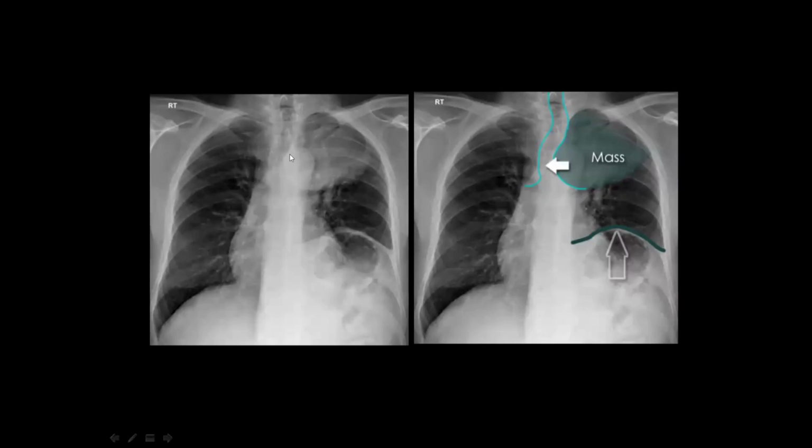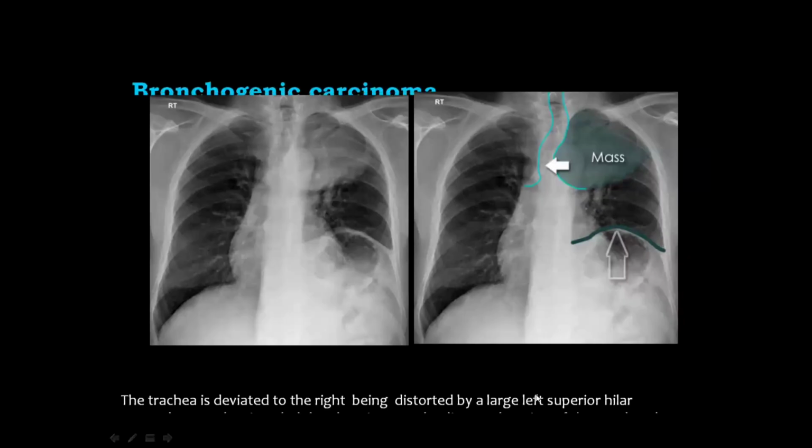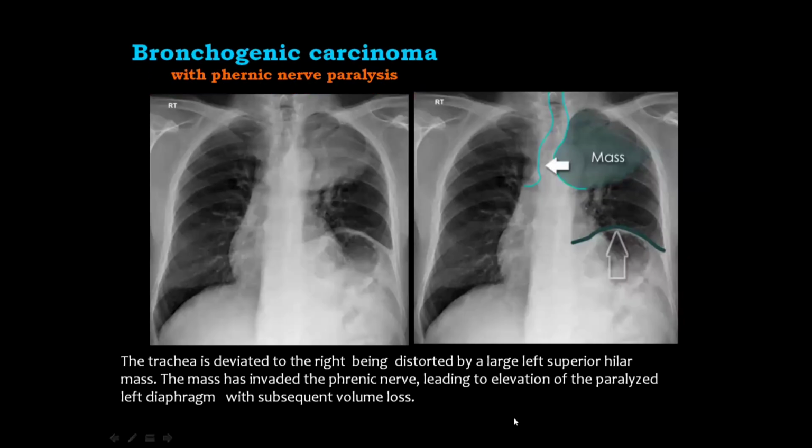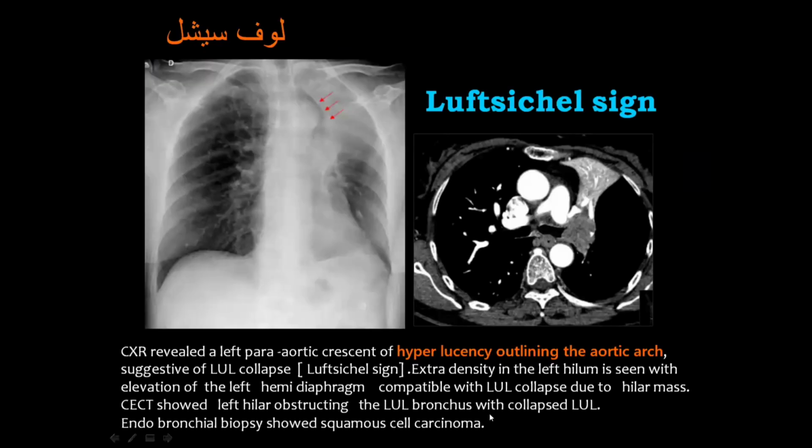But if this is the left upper lobe, the left upper lobe is anteriorly located. It will cover the heart and the aortic arch. This is not a lower lobe, an upper lobe collapse. This is a mass with phrenic nerve paralysis. Then in this case, you can see a very characteristic sign which can help you later on. This sign is known as Luftsichel sign.